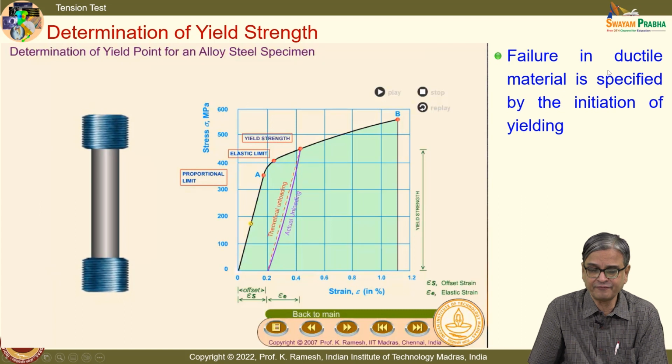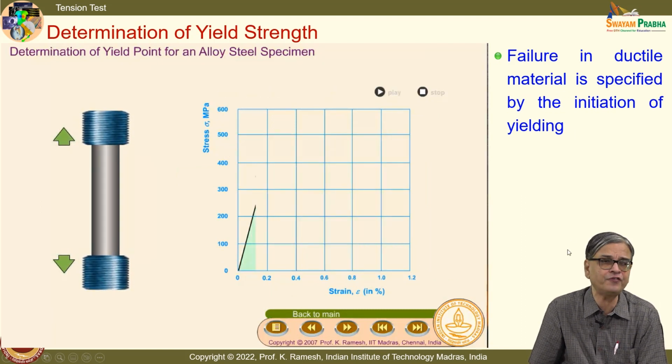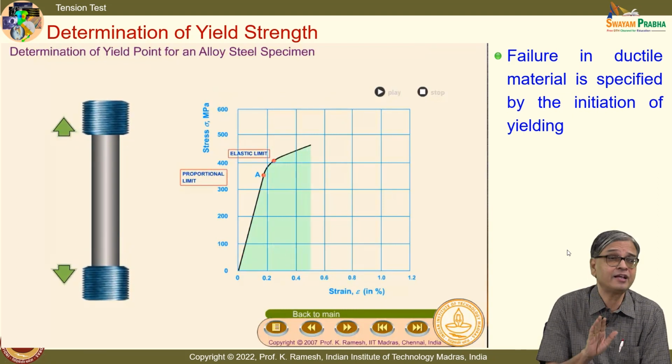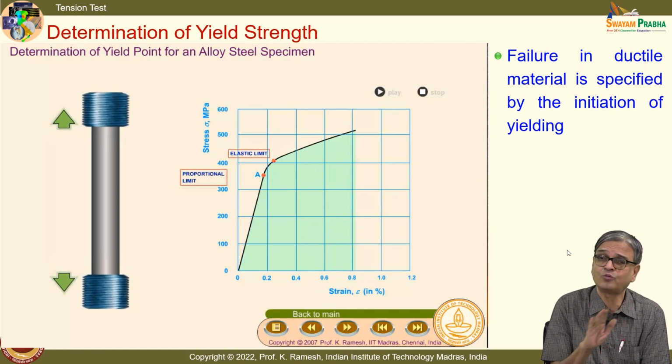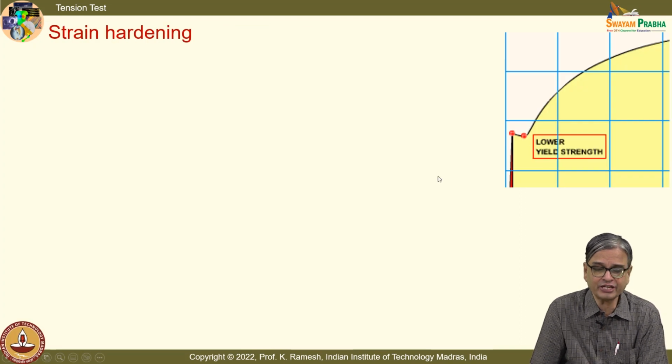So this is emphasized again. Failure in a ductile material is specified by the initiation of yielding. You do not want to have yielding in your running component with assembled parts. You do not want yielding. You want to operate much below that. And you have a region.